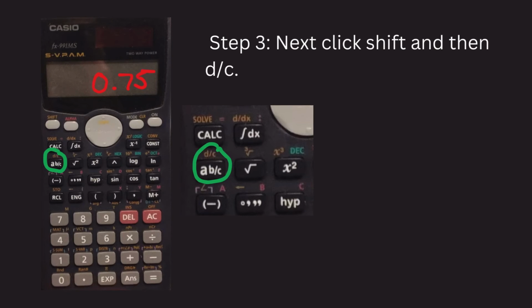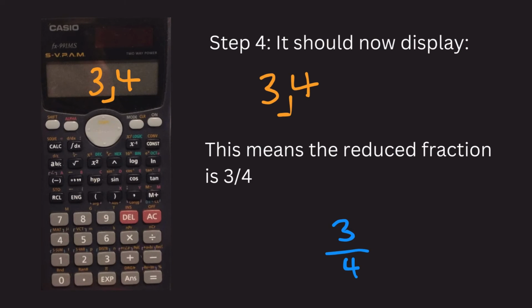Step 3, press Shift and then the S-D button. This should display the number as 3 over 4. That means that the fraction is 3/4 in reduced form.